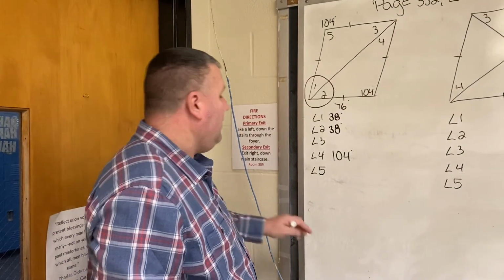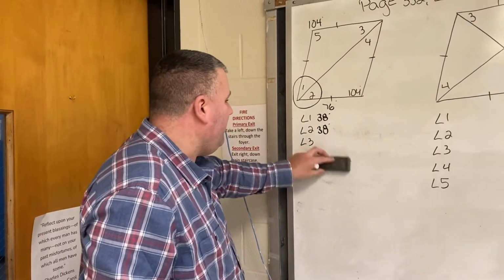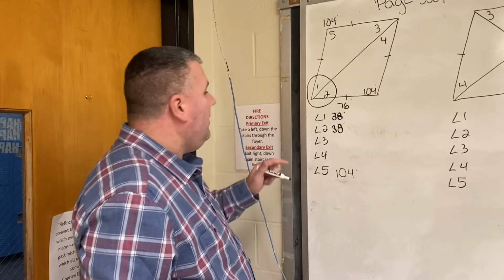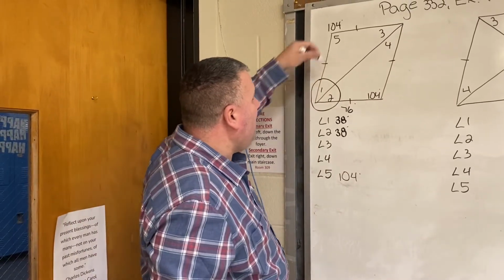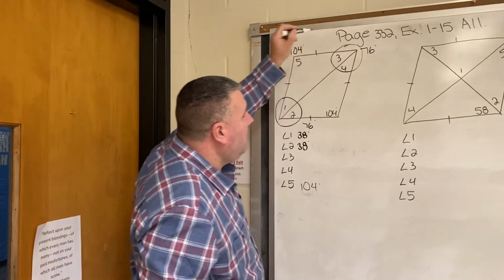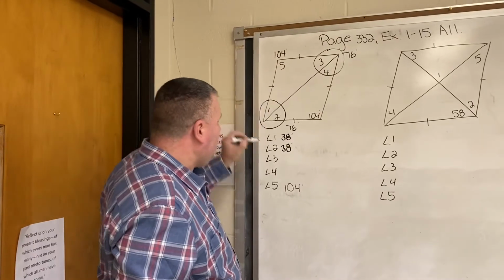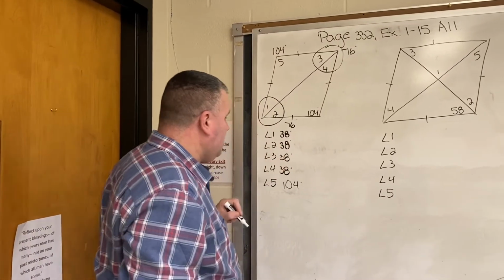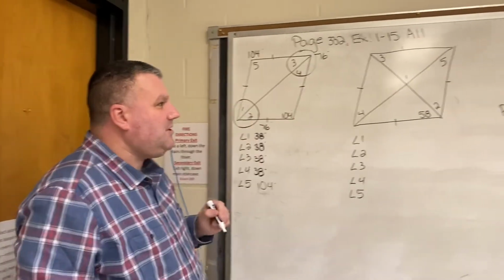Okay? Now, oops, I wrote, this should be 104. It should be down here at angle 5. I wrote it in the wrong spot, sorry. Since this is 76, the whole corner, half of 76, these are all 38 degrees. Let's take a look at the next one.